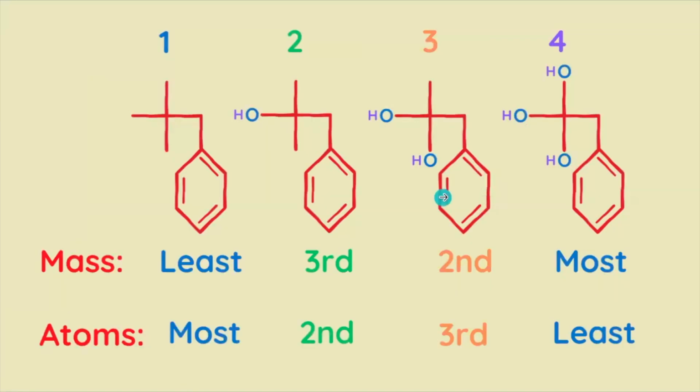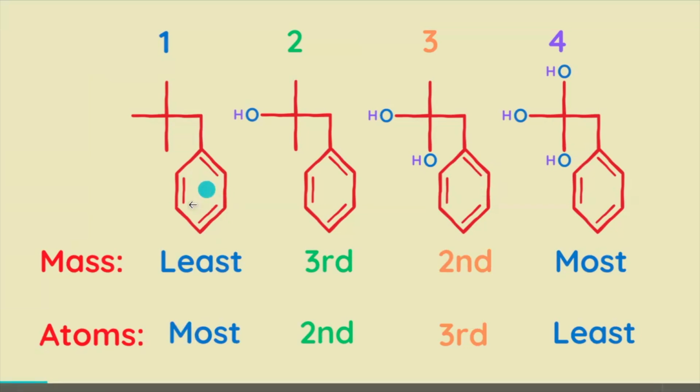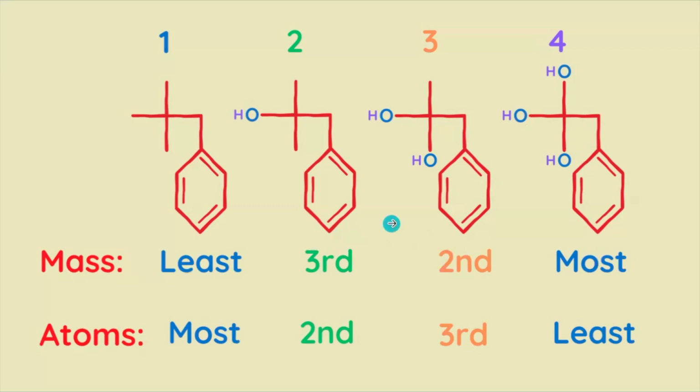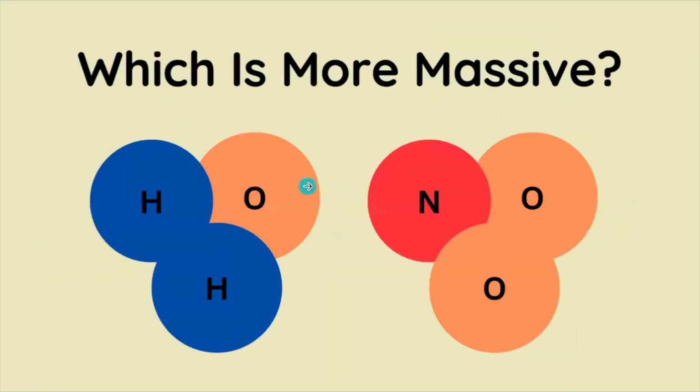So if we compare the answers to both of our questions, we see that there's an opposing trend, where the least massive molecule also has the most atoms, and vice versa. But is this inverse trend with mass and atoms always the case, or at least typically? If you want to meaningfully understand the relationship between mass and matter, check out the video on your screen to ensure you have the integrated knowledge to tackle just about any molecular problem.